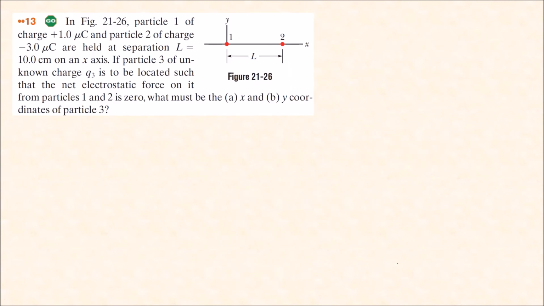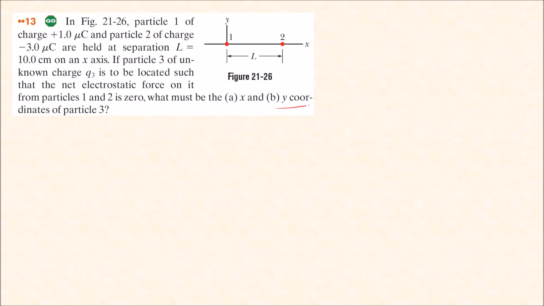In the figure, particle 1 of charge 1 microcoulomb and particle 2 of charge negative 3 microcoulomb are held at separation L equal to 10 centimeters. If particle 3 of unknown charge Q3 is to be located such that the net electrostatic force on particle 3 from particles 1 and 2 is 0, what must be the x and y coordinates of particle 3? So, first of all, what is the y coordinate?